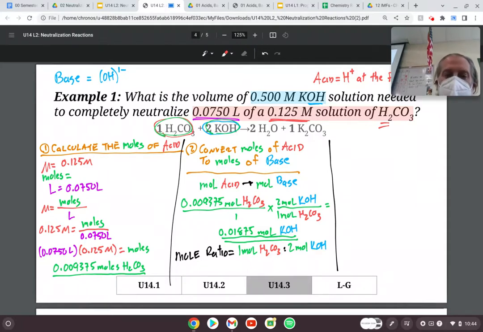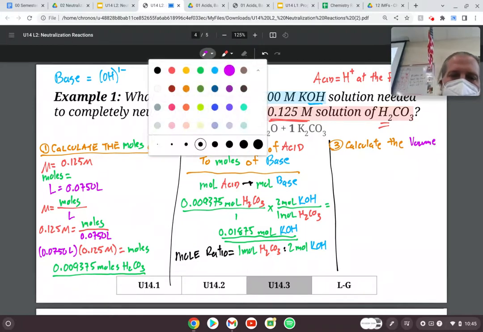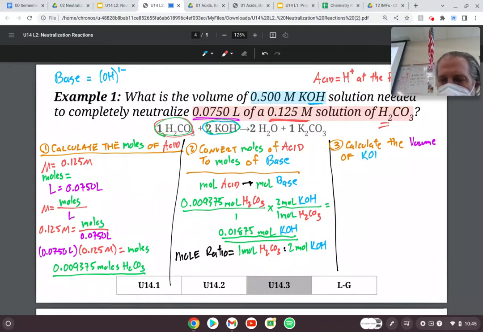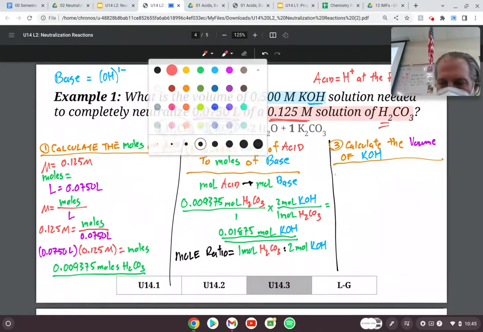All right. Okay. And then the last step here is we are going to calculate the volume of KOH, because that's what this problem is asking us to solve for. And when I do that, I'm going to use the molarity formula one more time.